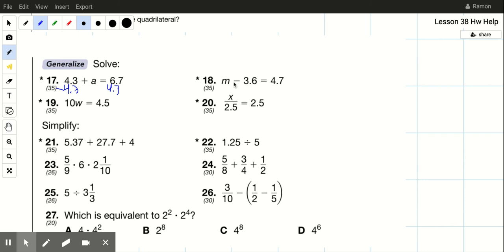For 18, m minus 3.6 equals 4.7. In this instance, we are subtracting. So we are going to do the opposite, which is add 3.6 to both sides.